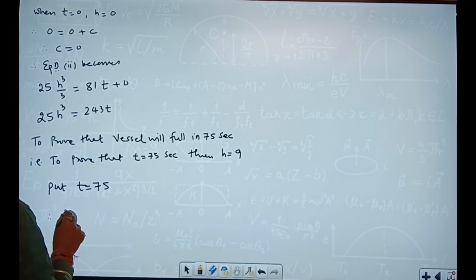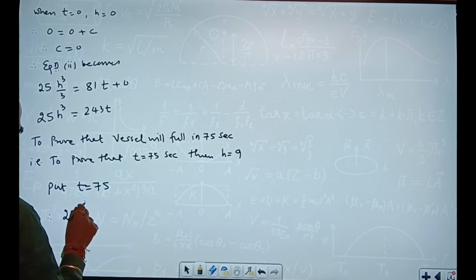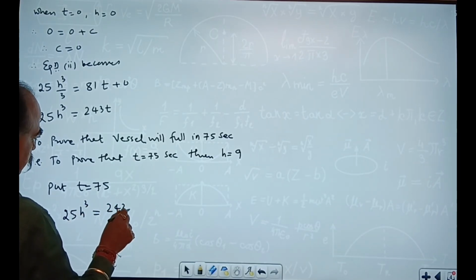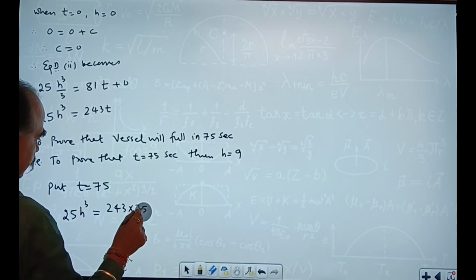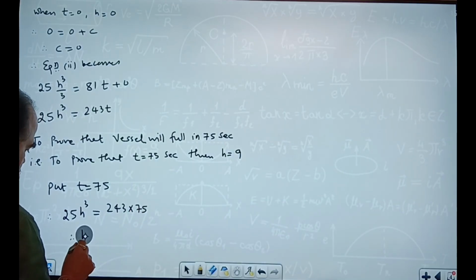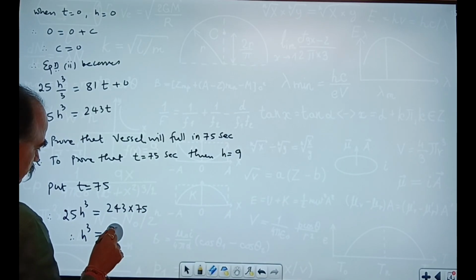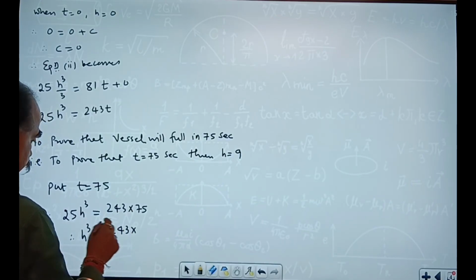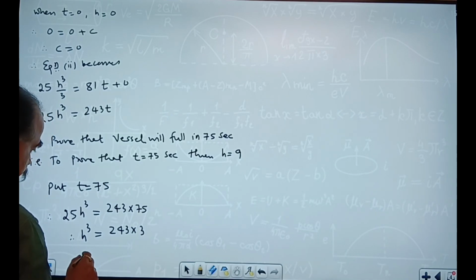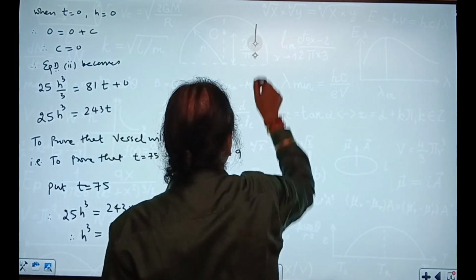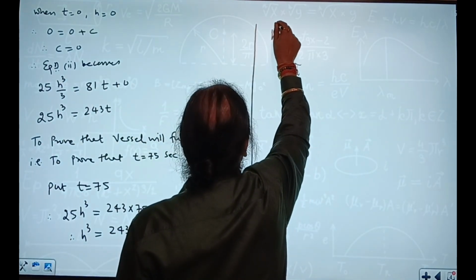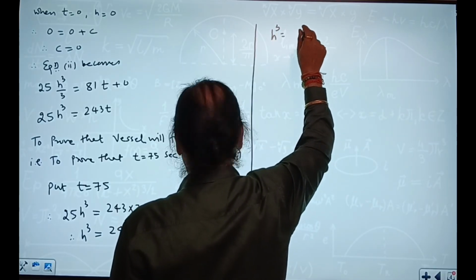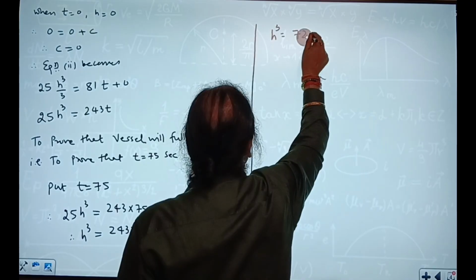Therefore, 25 h cube is equal to 243 into 75. h cube is what? 243 into 3. So h cube is what? 729.